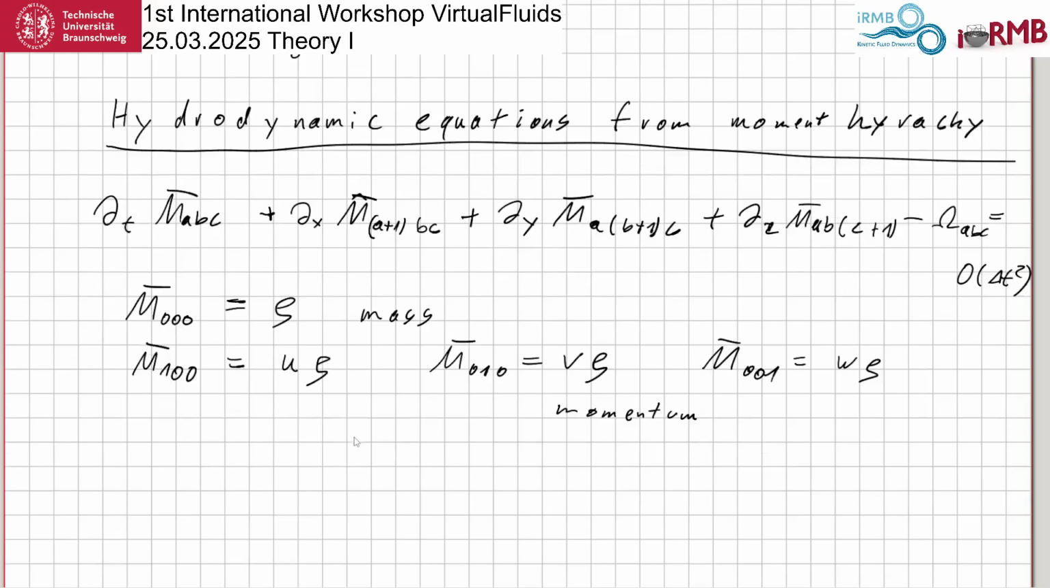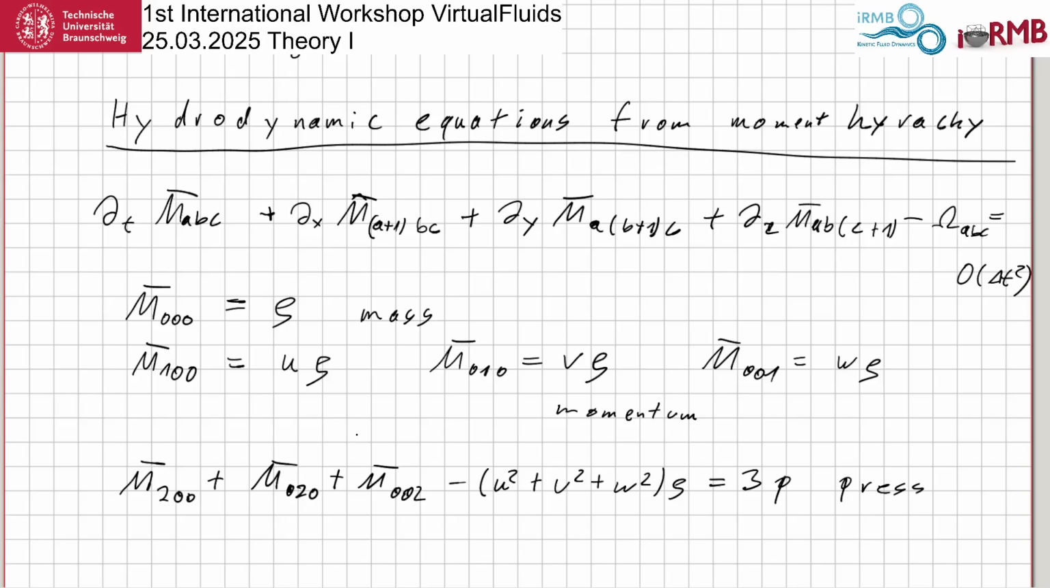And then you can also get the pressure. Pressure in lattice Boltzmann is something that you can go on talking about forever. There are different definitions of pressure. So this would be 3 times the pressure: the trace of the second order moments minus the kinetic energy of the fluid. And this is 3 times the pressure that comes out in the Navier-Stokes equation.